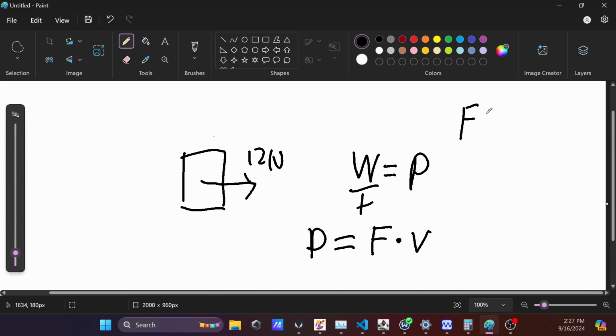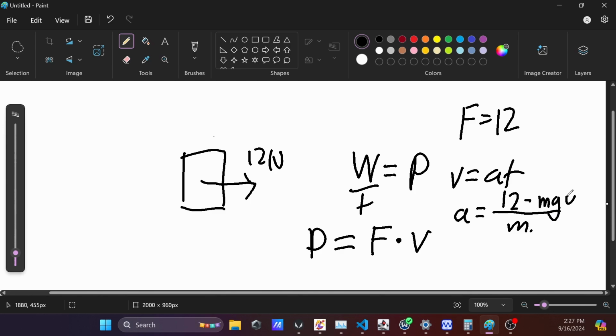And so our force is easy to find. It's going to be 12 newtons. So now our velocity is going to be a bit harder. V equals AT. You need to solve for A, and ma equals the force applied minus the frictional force. So it's 12 minus mg mu, so 3 times 9.81. So our A is equal to the force applied minus the frictional force Fr.